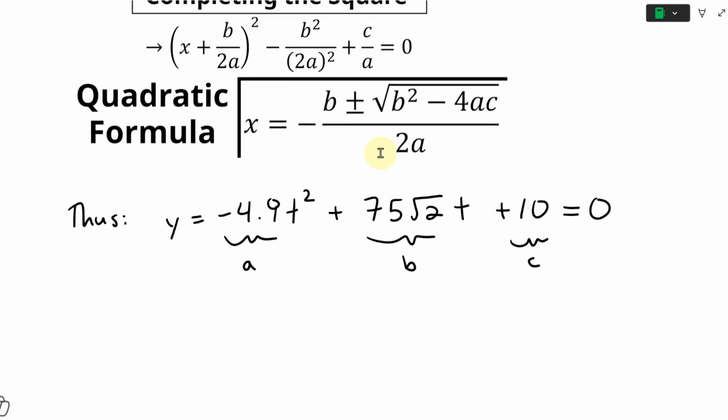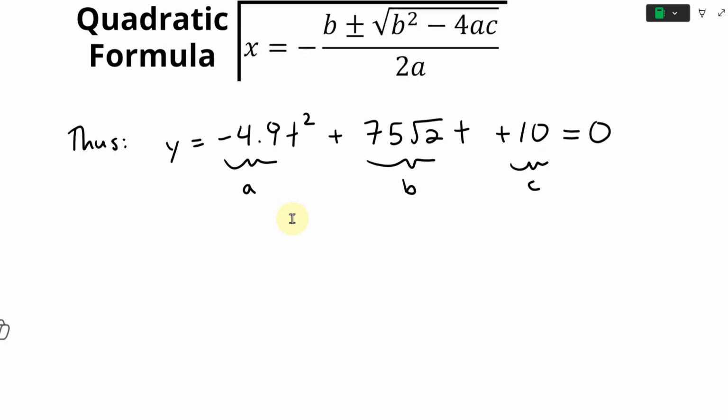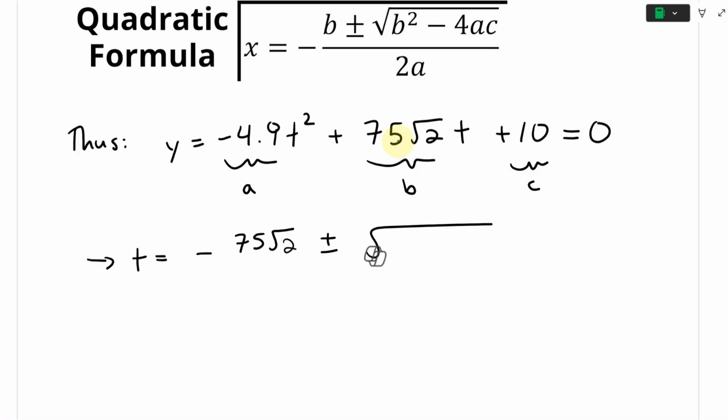Yeah, so instead of x here, our variable is t. So t is equal to negative b, which is going to be 75 times square root 2, and then plus or minus, the square root of b squared. b squared is going to be 75 squared, and square root 2 squared is going to be 2.